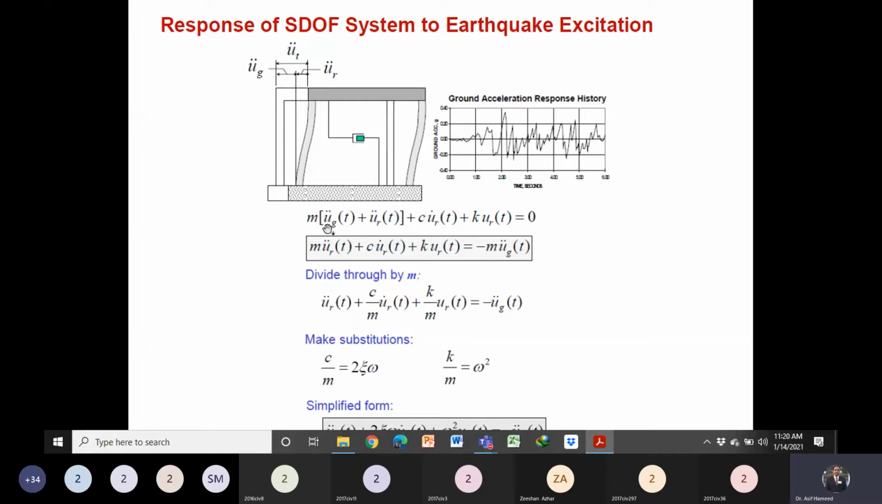Here we have the total acceleration of the ground, and this is the acceleration because of the structural resistance. When the body deforms, there is a resistance because of the stiffness and the damping in the system. So total acceleration multiplied by the mass, and then damping times velocity, and stiffness times displacement, is equal to 0.